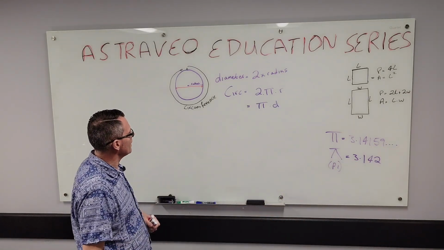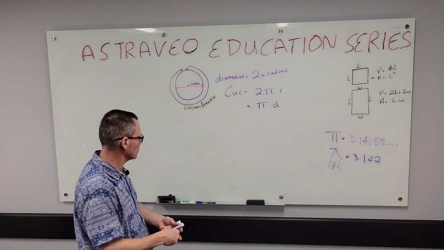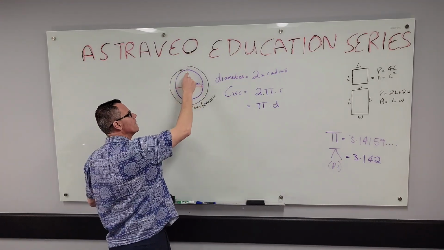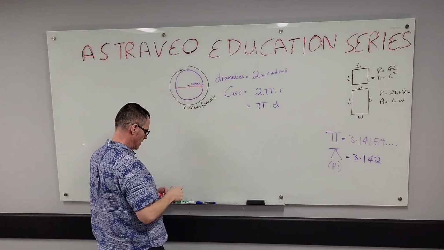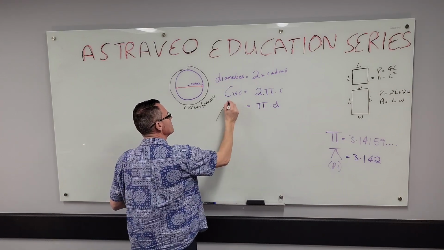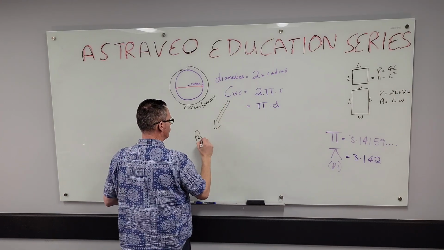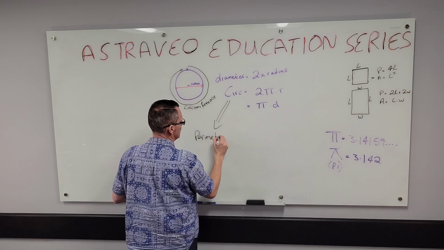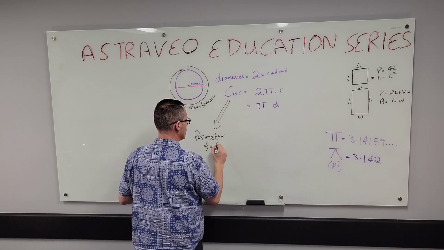So we've actually got a perimeter already of the circle. It's just the distance all the way around. So the circumference is another way of saying the perimeter of a circle.